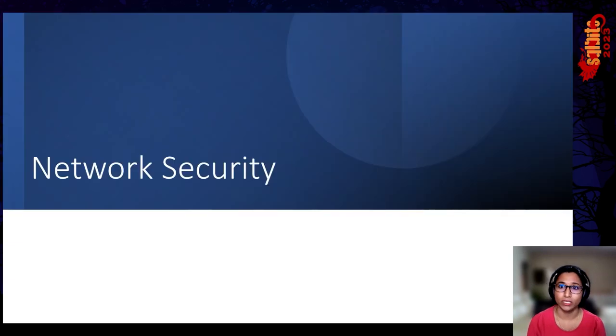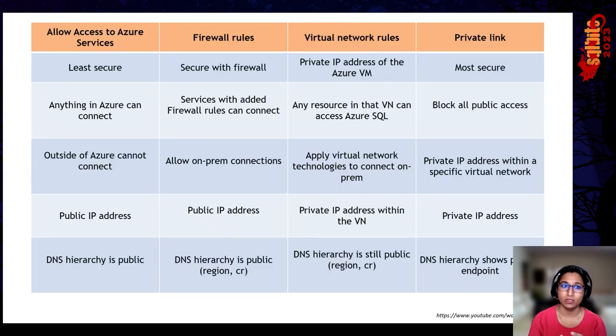Let's talk about network security, which is the top-level security in Azure, the first layer. In network security, we have four different options. Going from the left side to the right side, the security and safety increase. Let's start with the least secure one, on the left side of your screen: allow access to Azure services. Why is it least secure? Once you turn it on, any service within Azure can connect to your database. On-prem servers cannot connect, but any other services within Azure can.